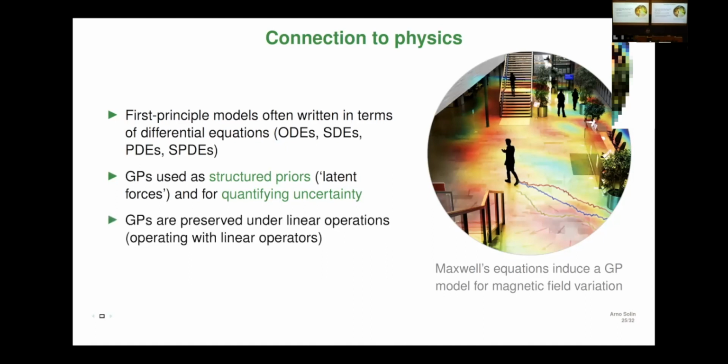And why they're so handy for this is that if you think of linear operators, if you study any physics, you know that linear operators are everywhere. So GPs are closed under linear operations. If you have a GP and you apply a linear operator on that, the resulting thing is still a GP. It just has a different covariance structure. So that gives rise to a lot of interesting stuff.